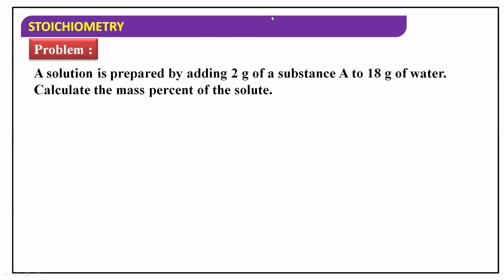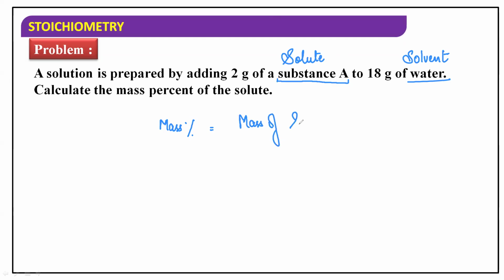A solution is prepared by adding 2 grams of a substance A in 18 grams of water. So this substance A is my solute and 18 grams of water is the solvent. You have to tell the mass percent of solute. So what is the formula for mass percent? That is mass of solute divided by mass of solution into 100, right?